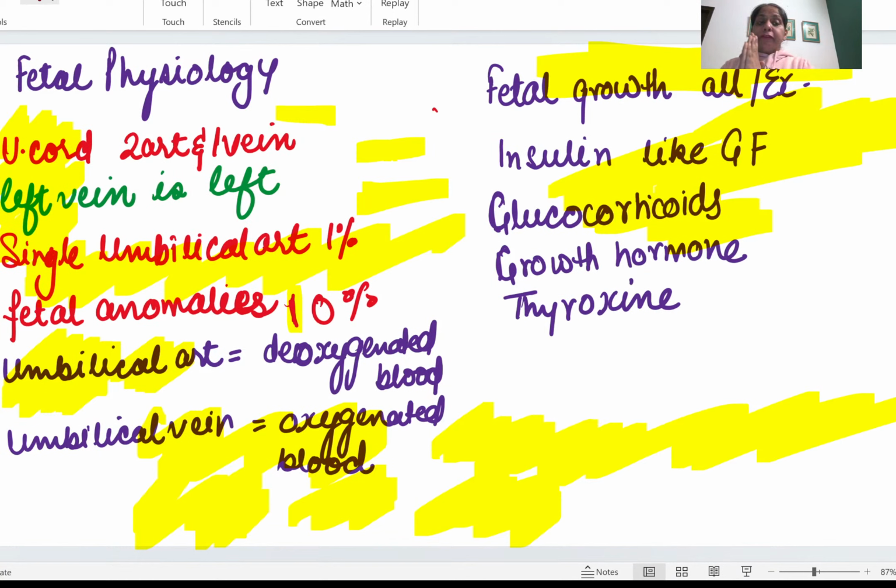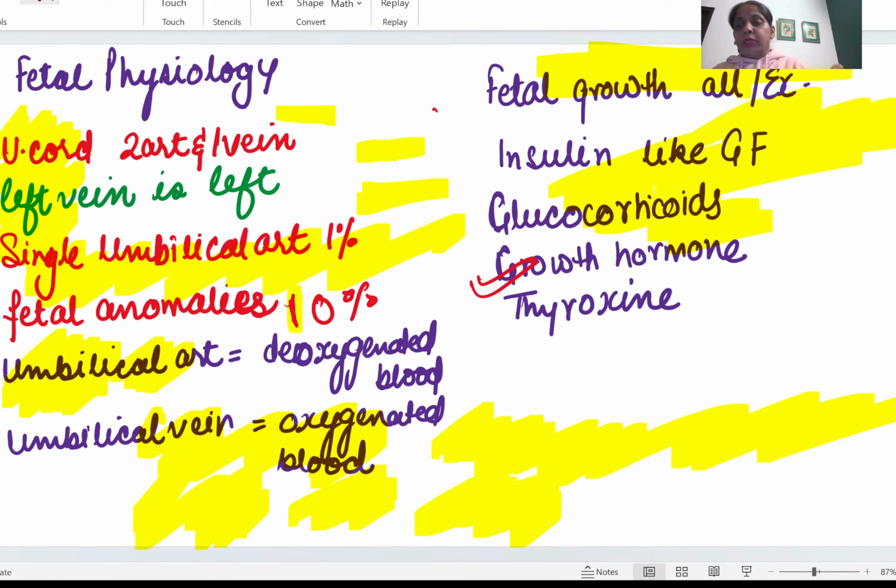Okay, fetal growth. This was a question asked recently in the INI-CET exams: fetal growth is due to which hormones, except? These four options were there: insulin-like growth factors, glucocorticoids, growth hormone, thyroxine. So fetal growth is due to all hormones except growth hormone. So the answer was C.